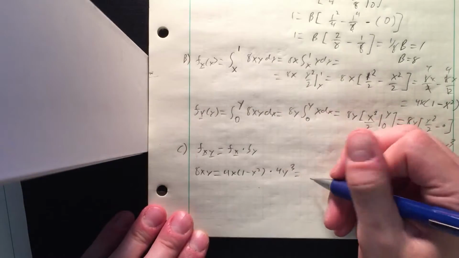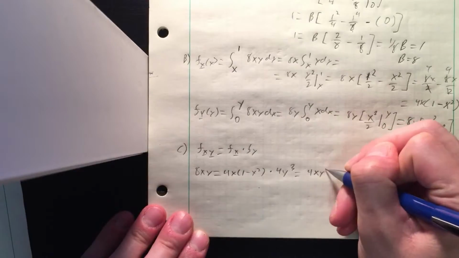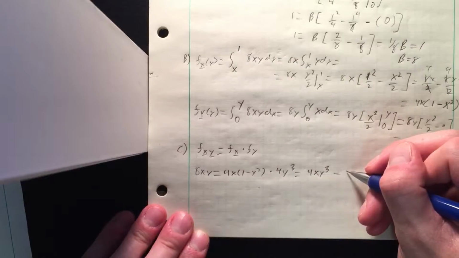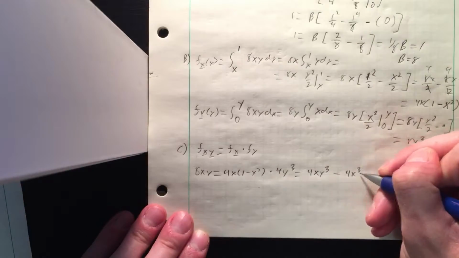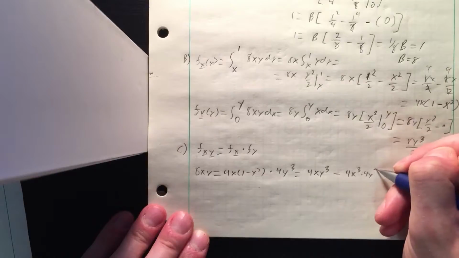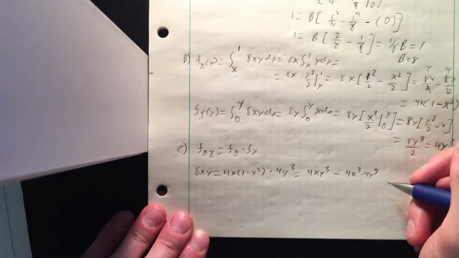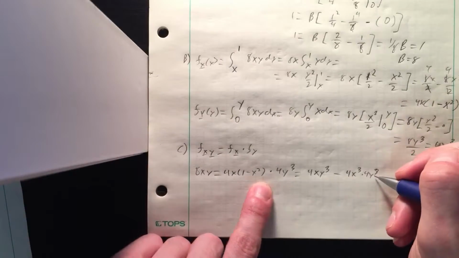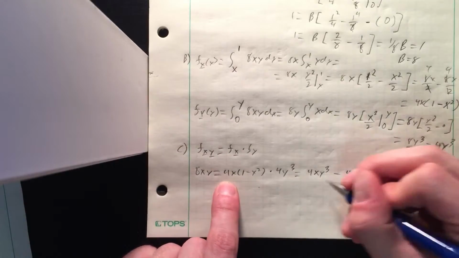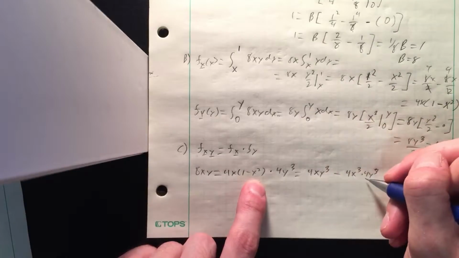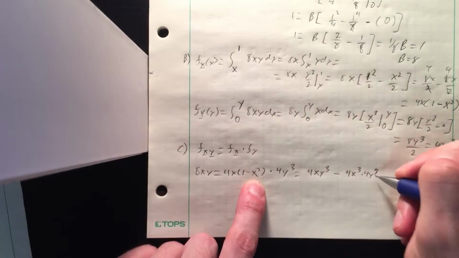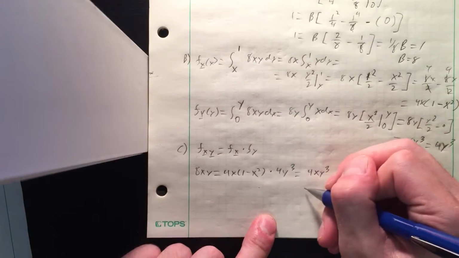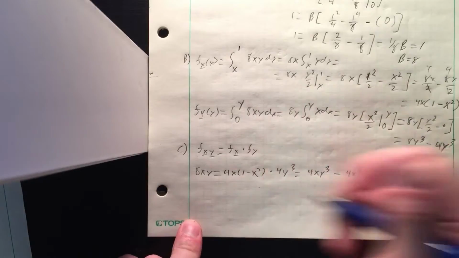So we can distribute 4x times 4y cubed throughout the entire thing. So distribute that there. Distribute the 4x to both terms. Distribute the 4y cubed to both terms. So 4xy cubed and 4y cubed times 4x cubed. And that is not equal.